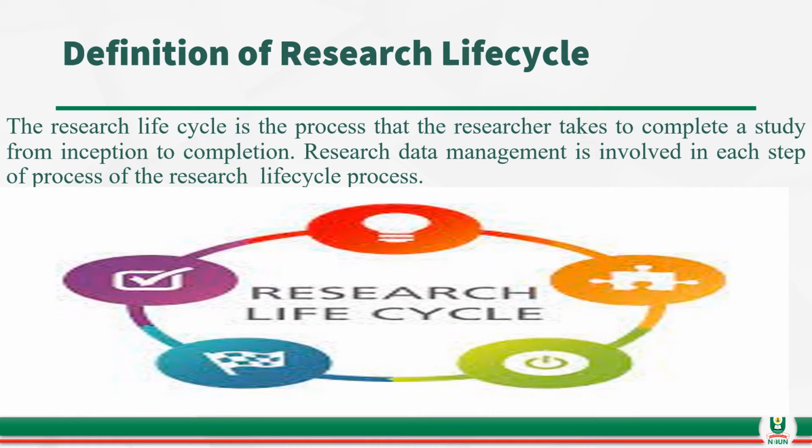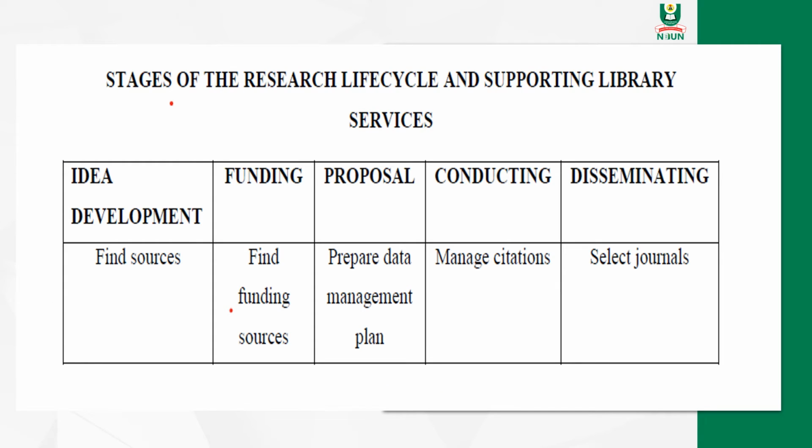We also have a research life cycle in the library, and that is what we are going to take a look at now. There are 5 stages of the research life cycle and supporting library services. The first stage is idea development. The second stage is funding. The third stage is proposal. The fourth stage is conducting. And the fifth stage is disseminating.